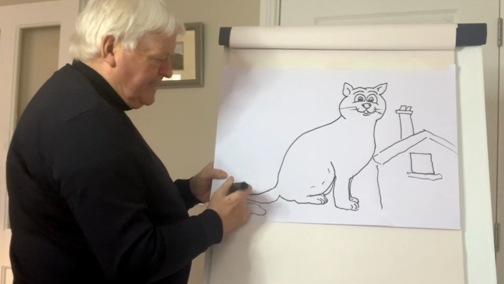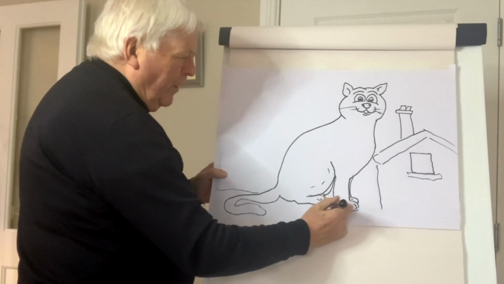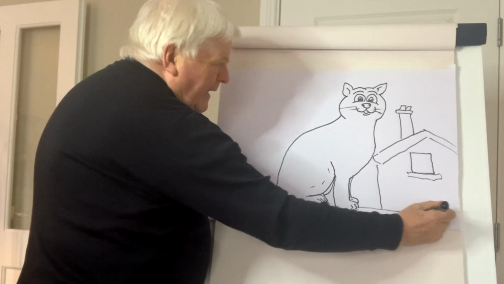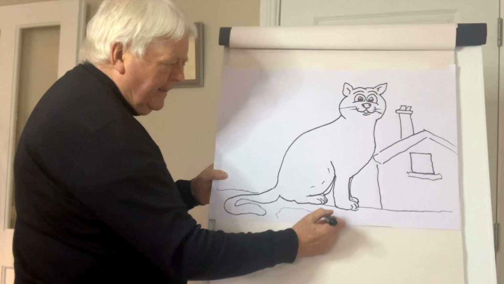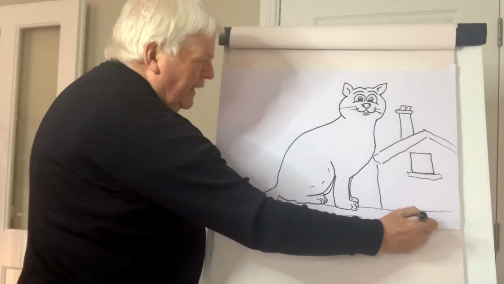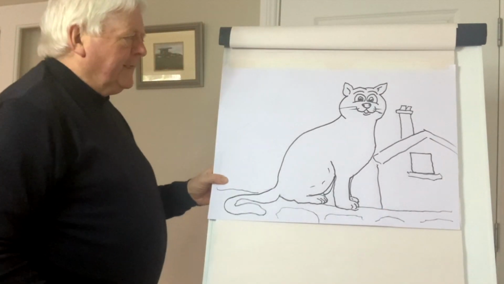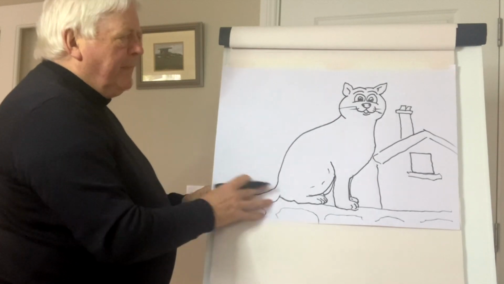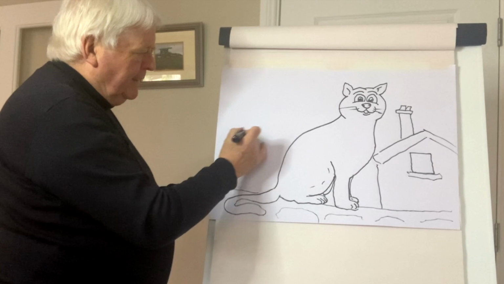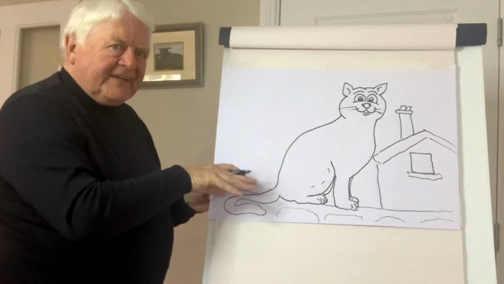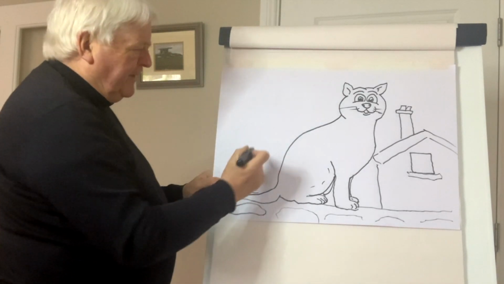And of course the cat's sitting high up on the roof on a wall. So we just put a little line like that and it goes off like that. If you want to indicate a few bricks, and I'll show you the original again in a moment. And then maybe indicate, here I'll put a tree to suggest again that the cat's in a high position.